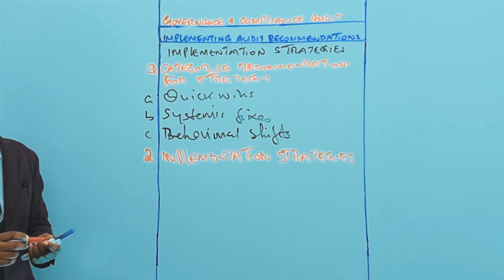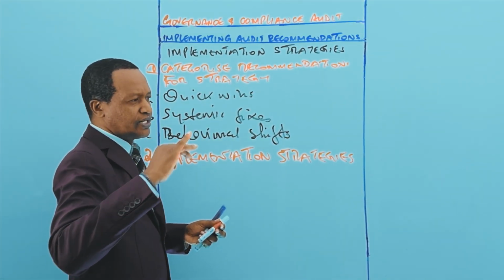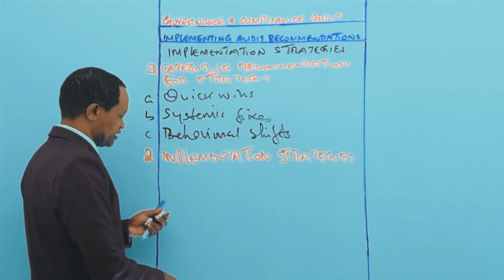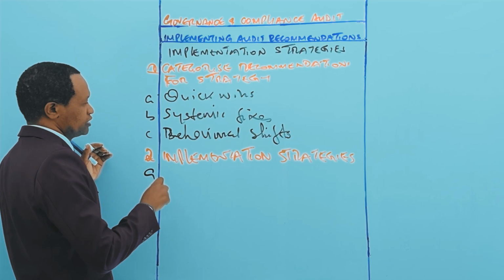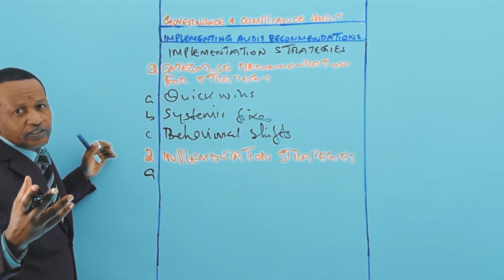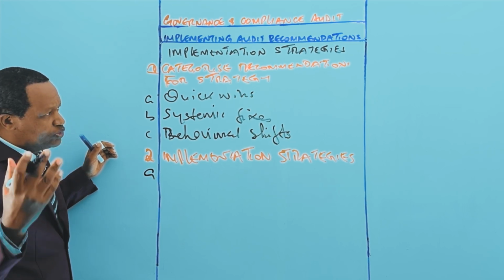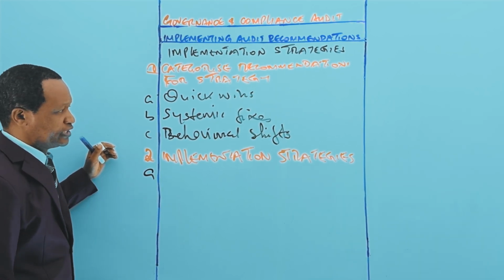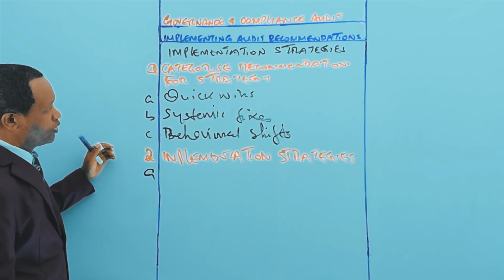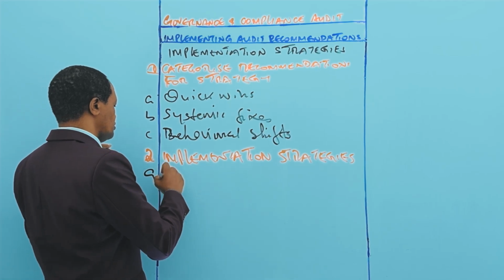Organizations generally adopt 3 strategies to manage the rollout of audit implementations. There are 3 main strategies that can be used to roll out the implementation of recommendations. Number 1 is to use the project management approach.